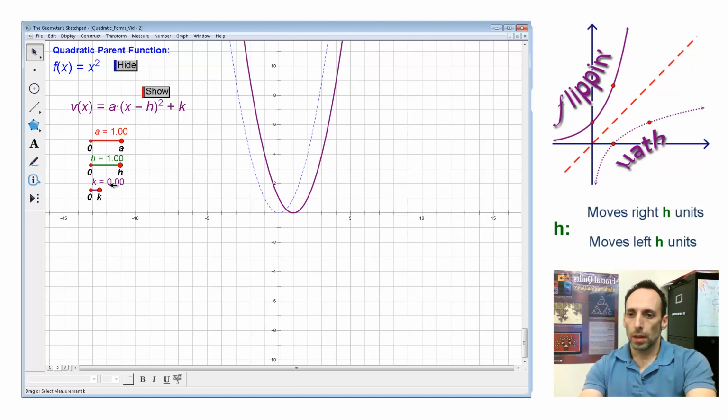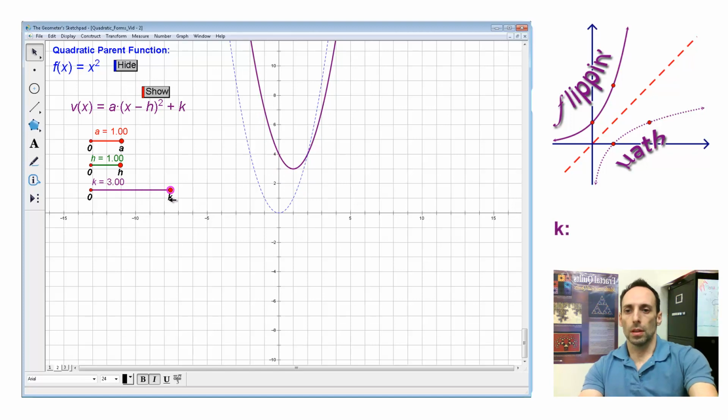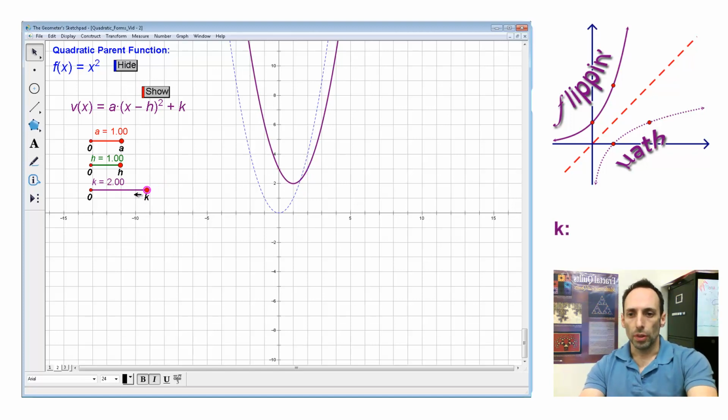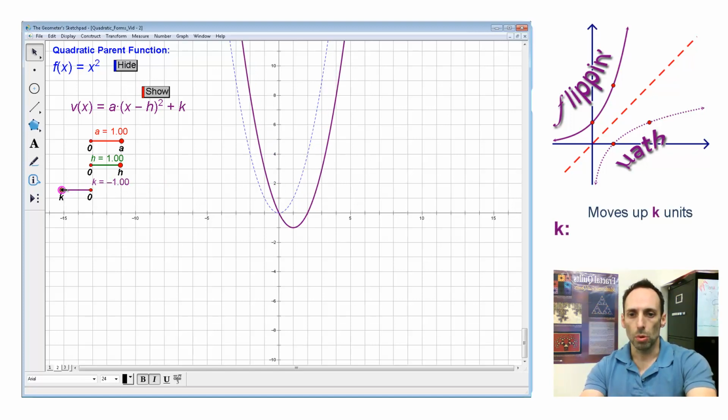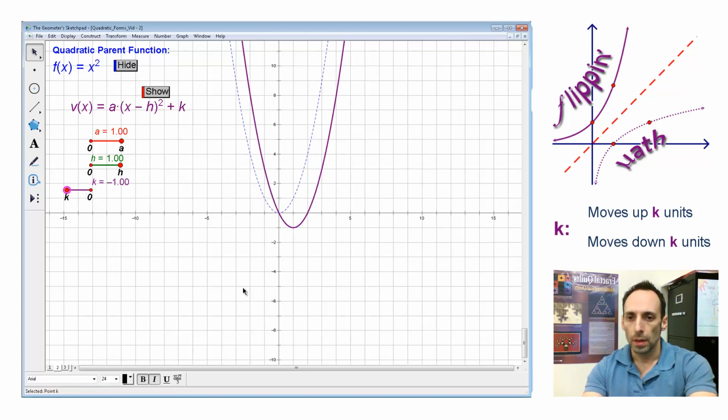Okay, now let's try the k value. If I make it bigger, it moves up. If I make it smaller, it moves down. But specifically, it's exactly that number, how many spaces up it's going to move. That 2, it's exactly up 2. Negative 1, it's exactly down 1.